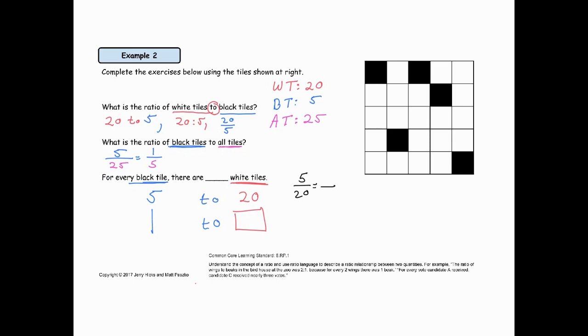And in order to do that, we can again just reduce. The fraction 5 to 20 has a common factor of 5 in both. So they reduce down to 1 to 4. So for every one black tile, there are 4 white tiles. The ratio 5 to 20 is equivalent to the same ratio of 1 to 4.